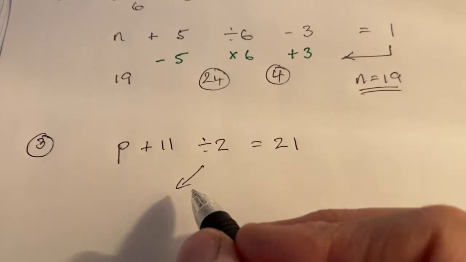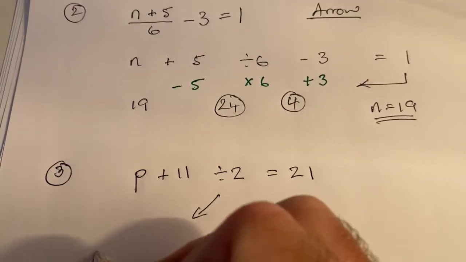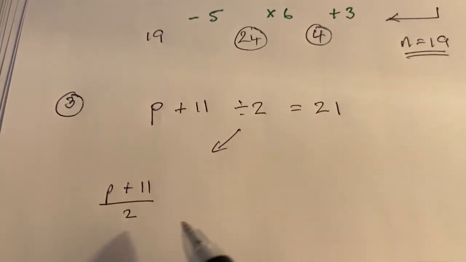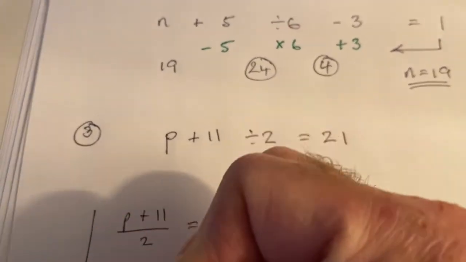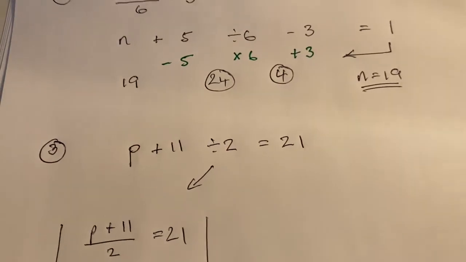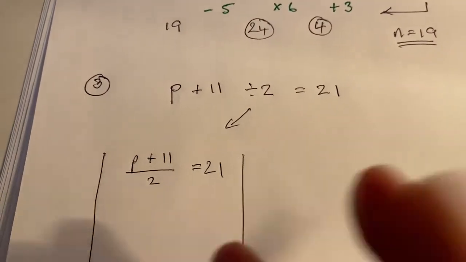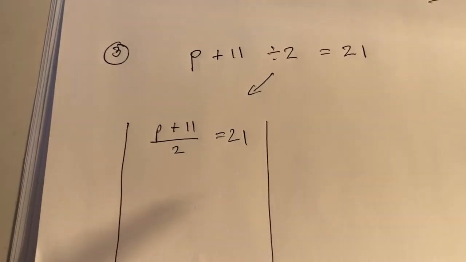So I'm going to set the question up here. Now it looks a bit funny, so I'm going to write it out like this. It's all divided by 2, because everything she has is divided by 2, and that equals 21. So what you've got to understand here is I've got to get rid of that 2 first, because everything is divided by 2.